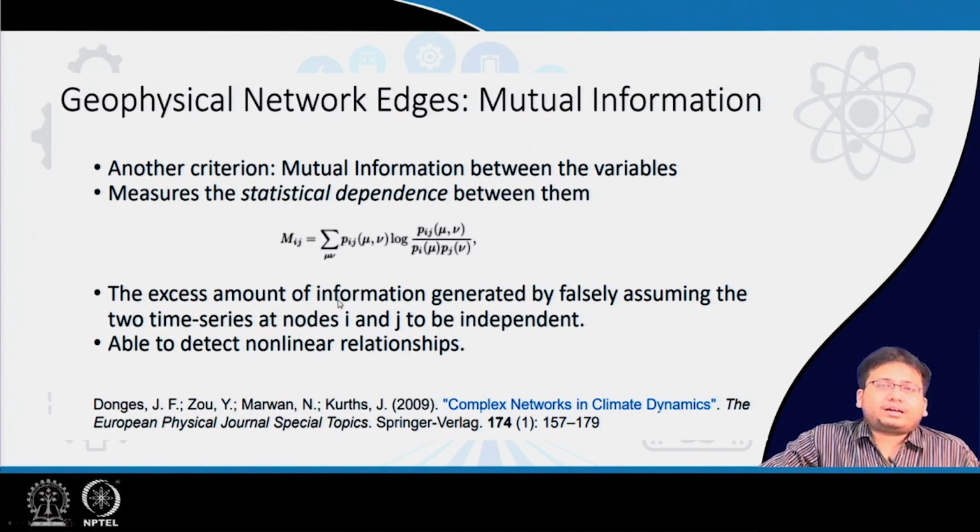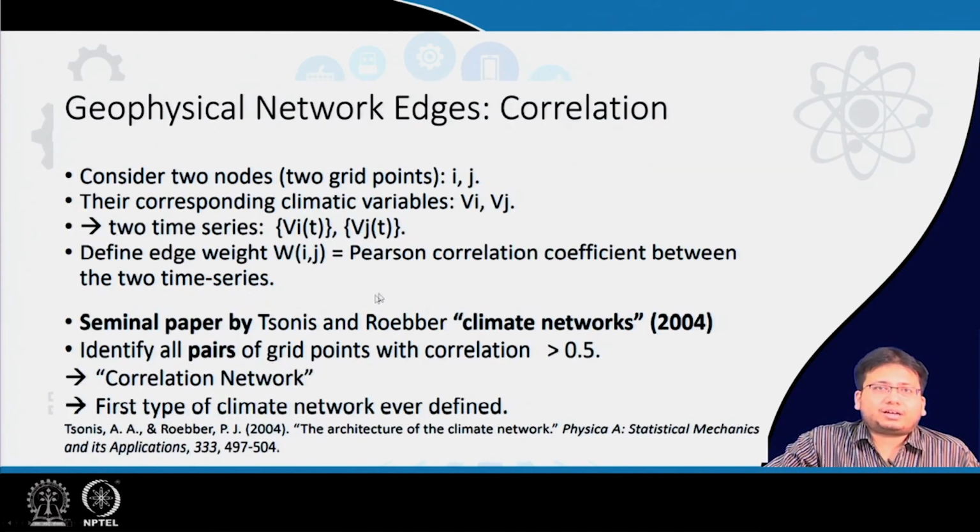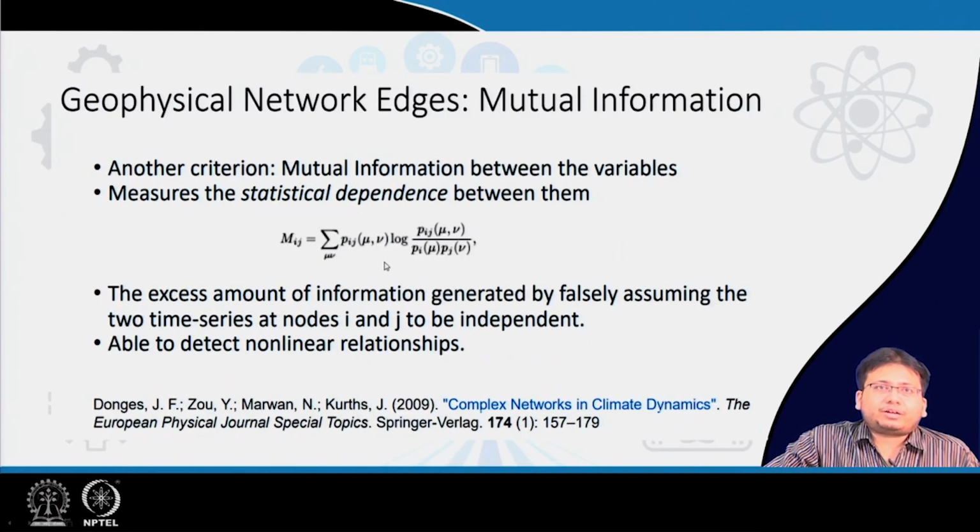However, unlike the previous case where we are considering the correlation coefficient, when we are dealing with mutual information, we are not explicitly considering the time series as such. We are not considering which value follows which value and so on. We are simply seeing which values of mu and nu can co-occur with each other. So, in a sense we have discarded the temporal information when we are going for the mutual information network.